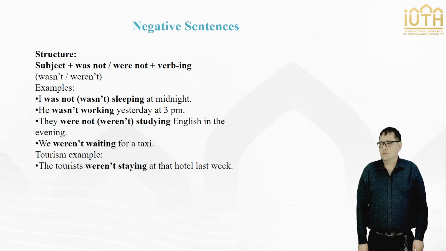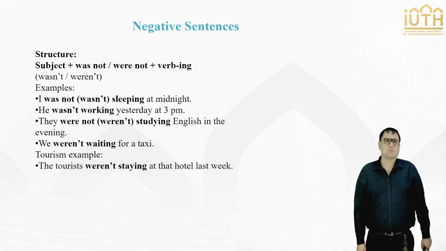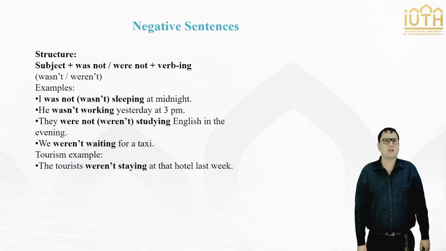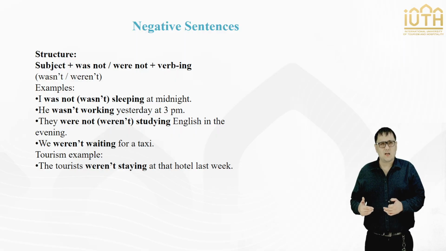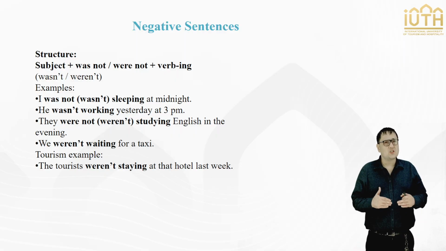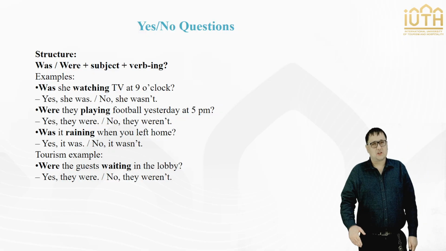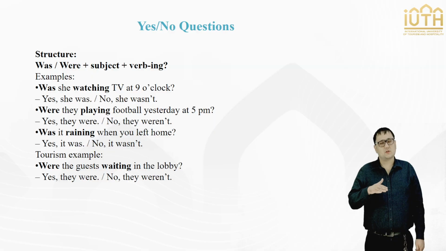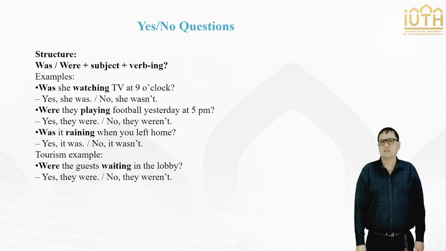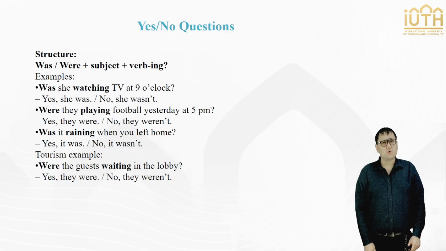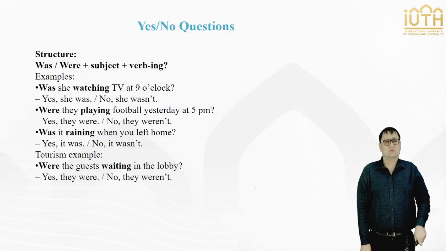Then, how do we form the negative sentence in past continuous? Subject, was not, were not, verb plus ing. I wasn't writing a letter when she came into my room. He wasn't sleeping at 9 o'clock yesterday. Questions: was, were, goes in the beginning position of the sentence. Then we have subject, then verb plus ing. Were you watching TV when he knocked at the door?